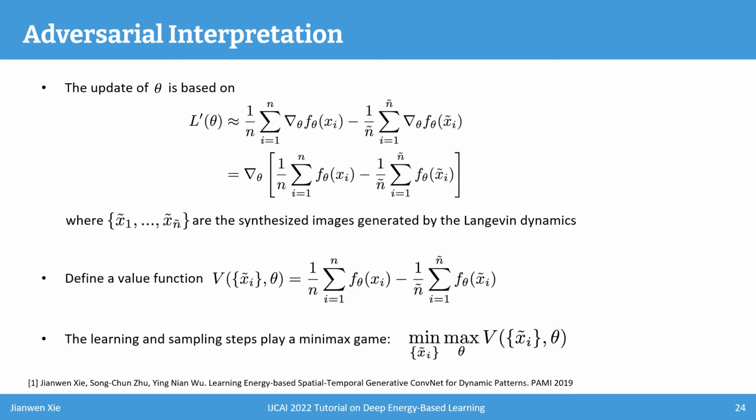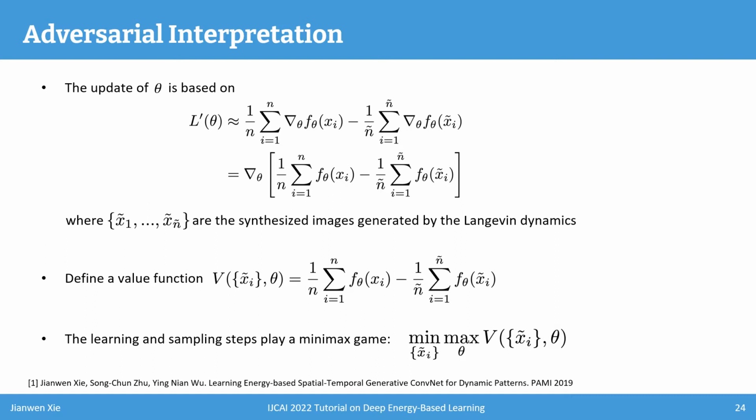I want to show you the adversarial interpretation of the energy-based learning. The update of parameters theta is based on the gradient of the log likelihood, which is the difference between the observed statistics and the synthesized statistics. If we take the gradient sign out of the summation operator and define a value function V, which is a function of the synthesized example x tilde and the learning parameters theta, the gradient of the value function is equal to the gradient of the log likelihood.